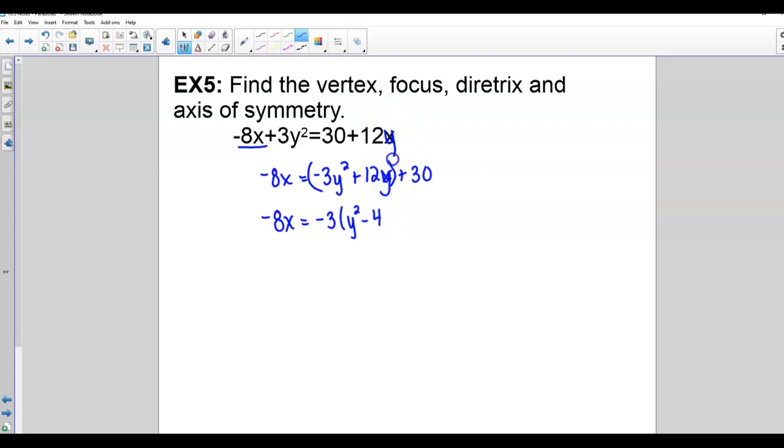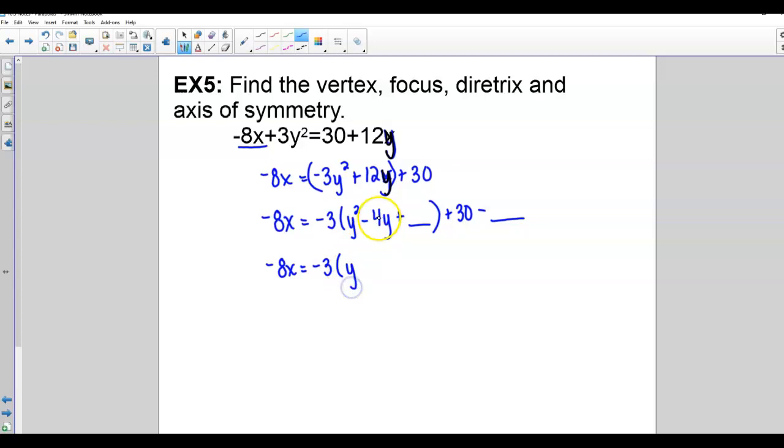Oh, I'm sorry, this is a typo in the problem. This needs to be a y right here. So let's do a y plus blank, and then we put plus 30 minus blank here. So we're going to complete the square. This negative 8x just hangs out over here. Negative 3 stays out front.